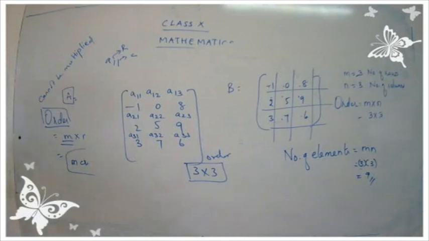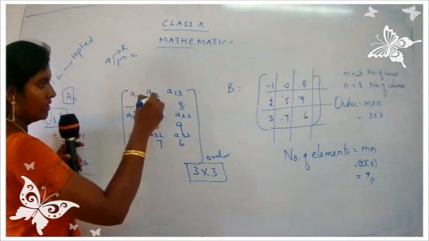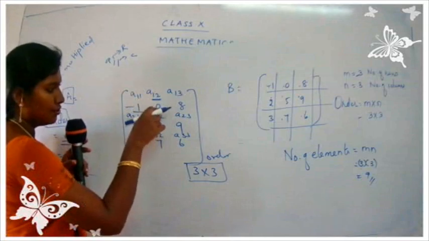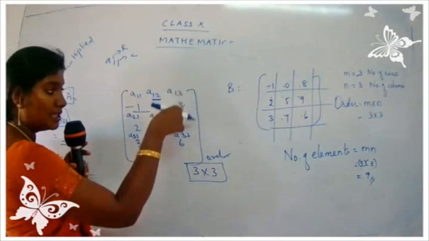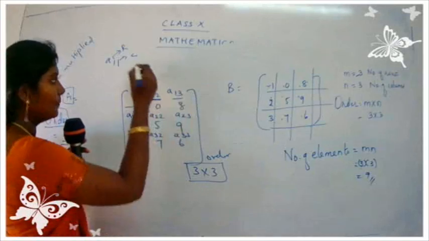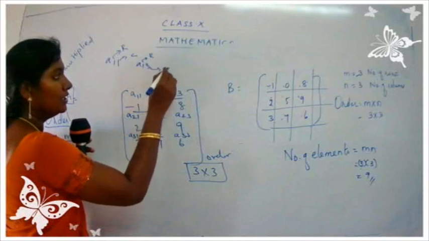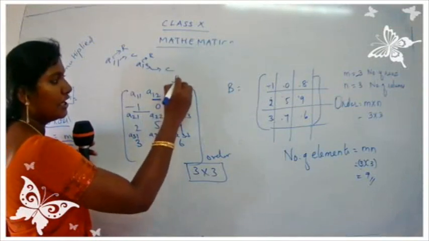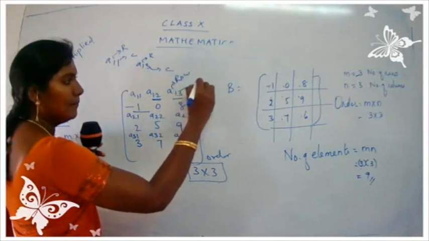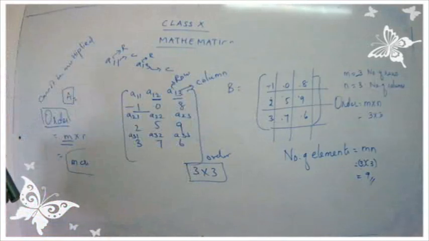Just see here, children. First row, first column. This is first row, second column. First row, third column. Are you getting the explanation? A13 means first row, third column. The first number gives you the information about row, and the second number gives you the information about column. I hope you are clear, children.